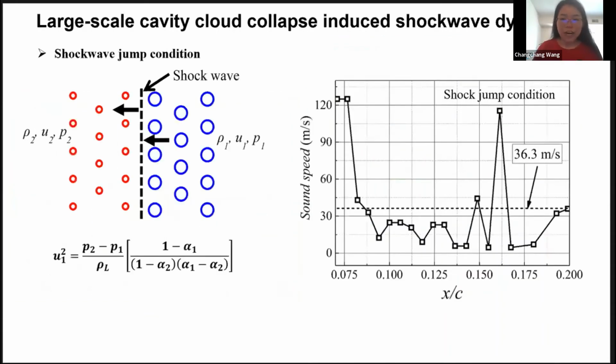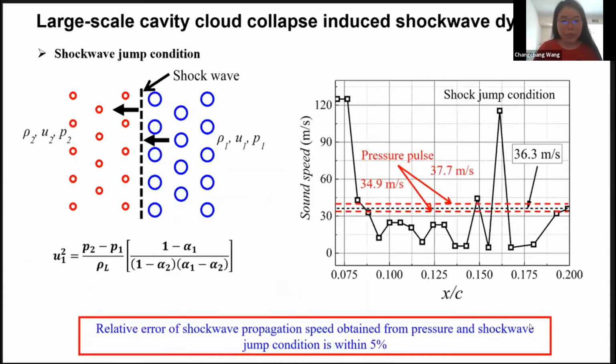Finally, to verify the properties of this shockwave structure, the shockwave jump condition is used to calculate the shockwave propagation speed. I calculate the shockwave speed using both the pressure field and the shock jump condition. And then these two shockwave speeds are compared, and the difference between the two is within 5%.